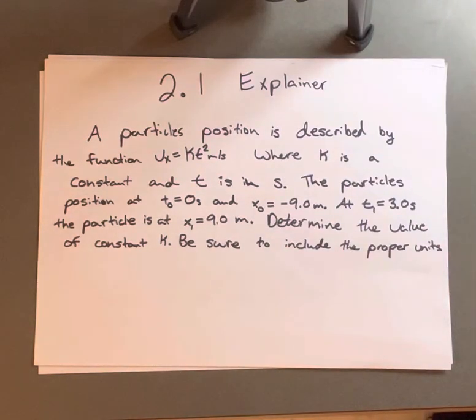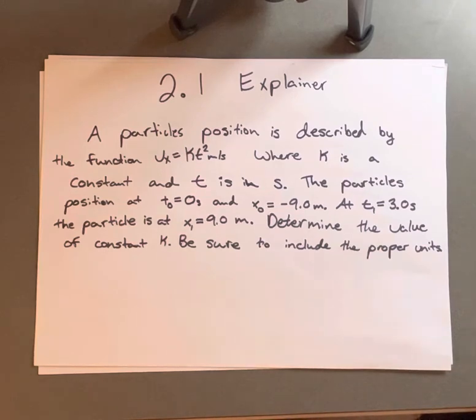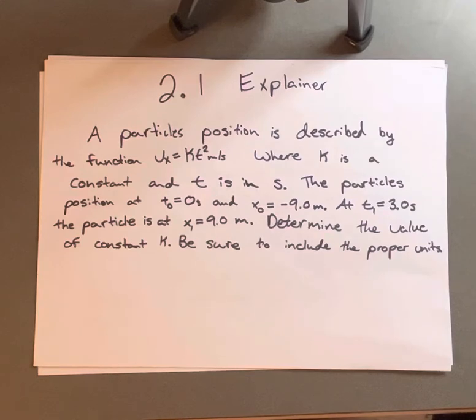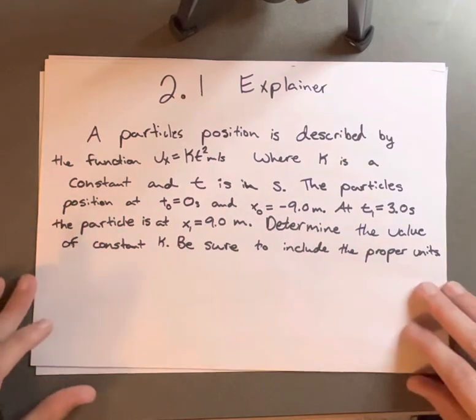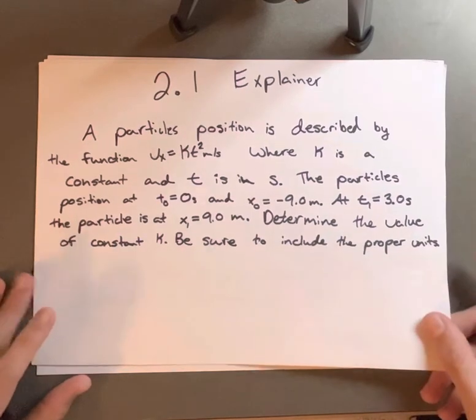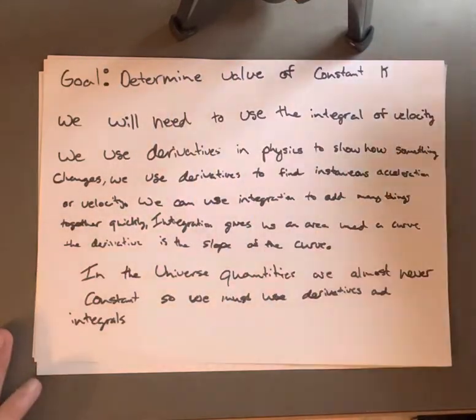2.1 explainer. A particle's velocity is described by the function v_x equals k t squared meters per second, where k is a constant and t is in seconds. The particle's position at 0 seconds is negative 9 meters, and at 3 seconds the particle is at 9 meters. We are going to determine the value of constant k and be sure to include the proper units.